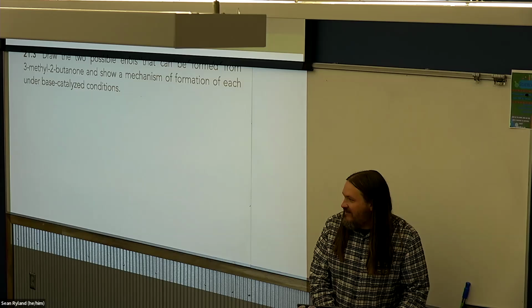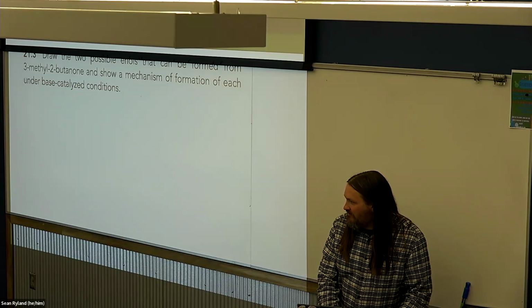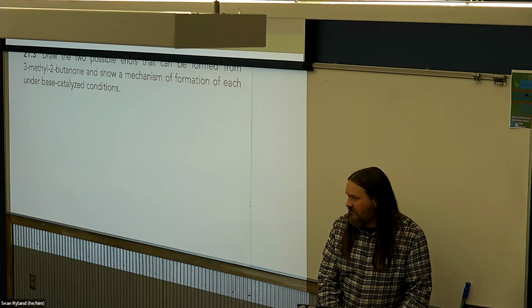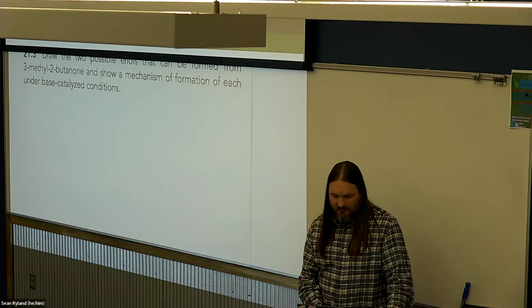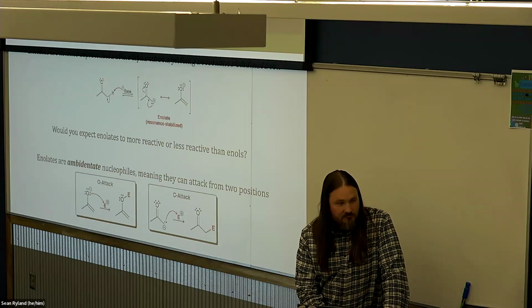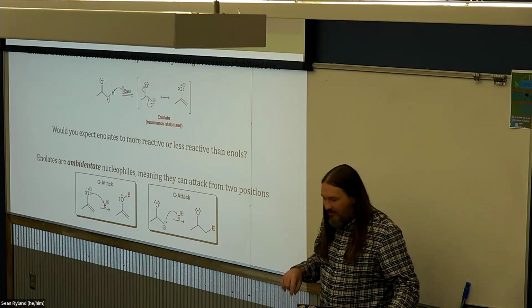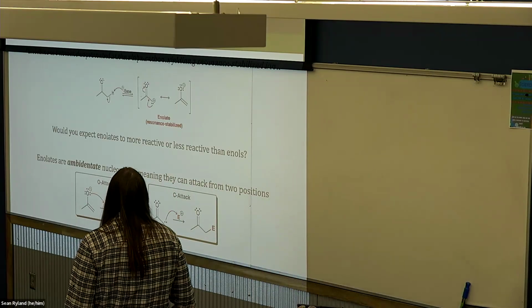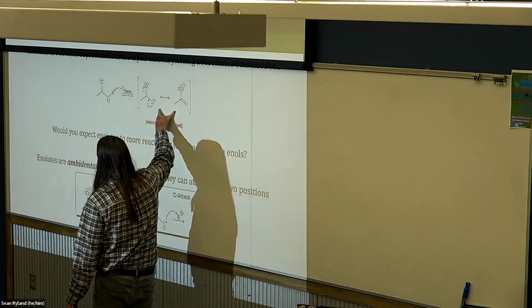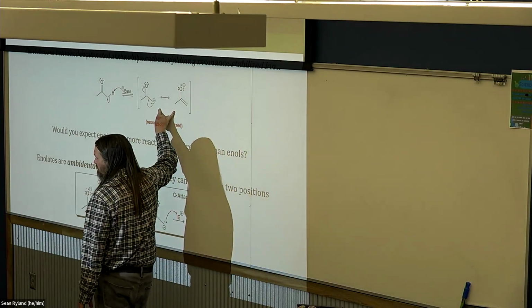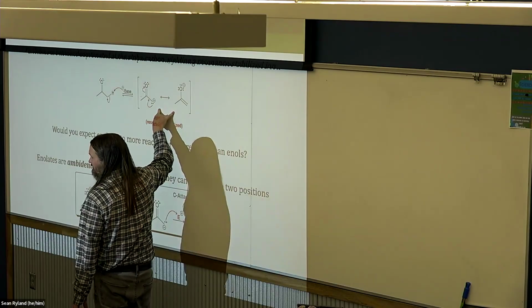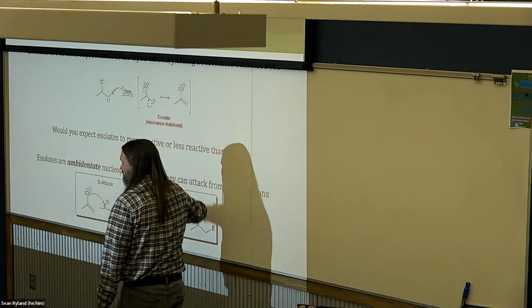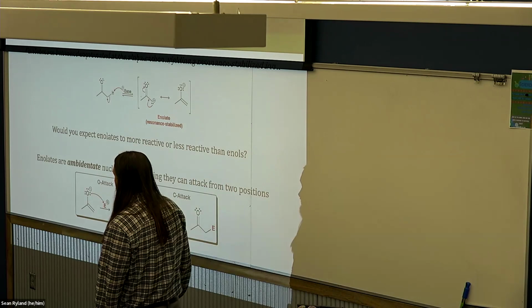I did double check, Zaitsev's rule does apply to enols, so more substituted enols are favored. All right, let's talk about enolates. The enolate is basically a resonance stabilized intermediate that you just leave in that state. You don't put it back, you don't add the proton to it.